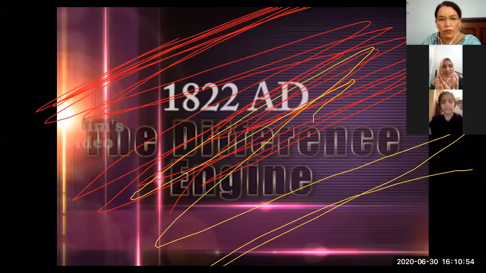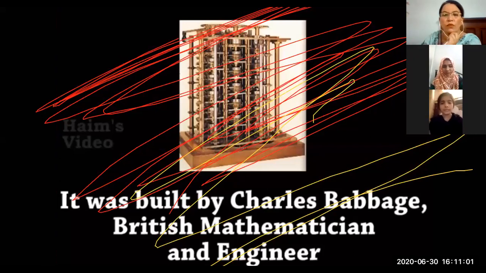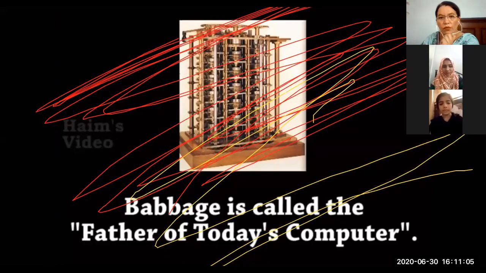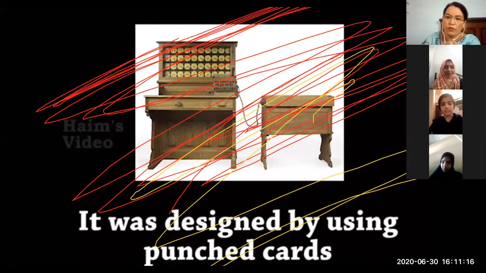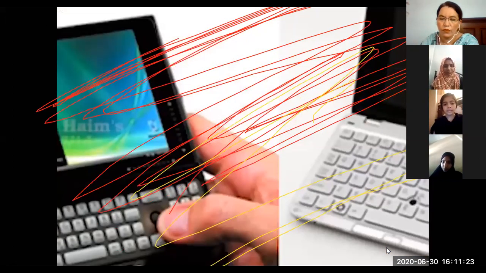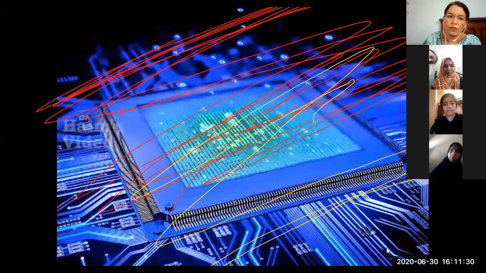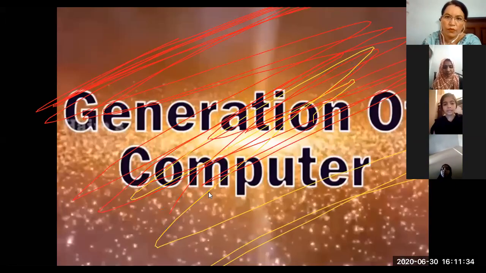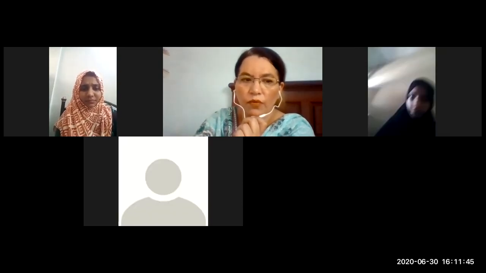1822 AD. The difference engine. It was built by Charles Babbage, British mathematician and engineer. Babbage is called the father of today's computer. 1890 AD. Hollerith tabulating machine. It was developed by Herman Hollerith. It was designed by using punched cards. Generation of computer. First generation from 1940 to 1956. Vacuum tube. The first generation of computer used vacuum tubes for circuitry and magnetic drums for memory. It can solve.